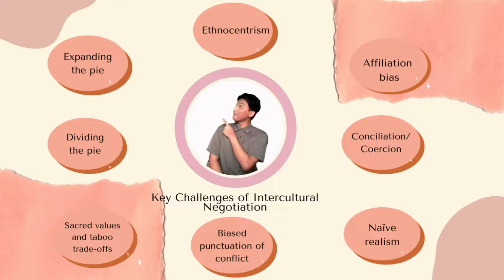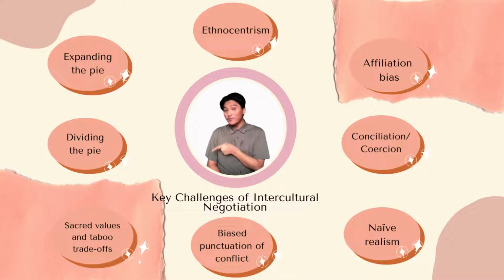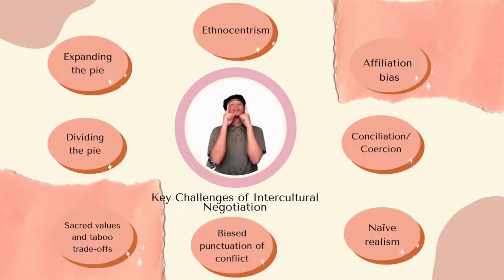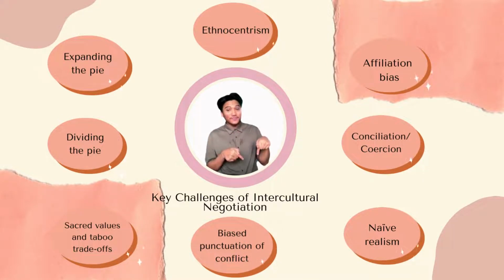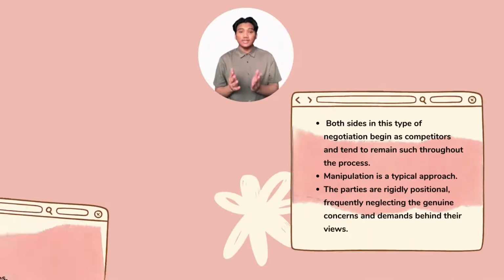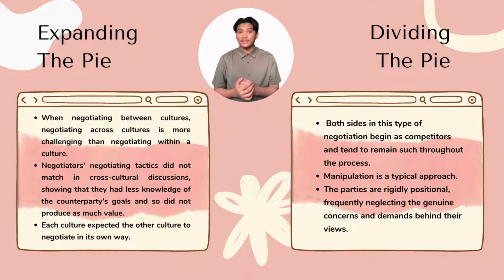First, we have expanding the pie. Second, dividing the pie. Third, sacred values and taboo trade-offs. Next, we have ethnocentrism. Fifth, we have biased punctuation of conflicts. Next, we have affiliation bias. And then, conciliation and caution. And the last one, we have naive realism. Let's explore one by one. First, let's see expanding the pie.